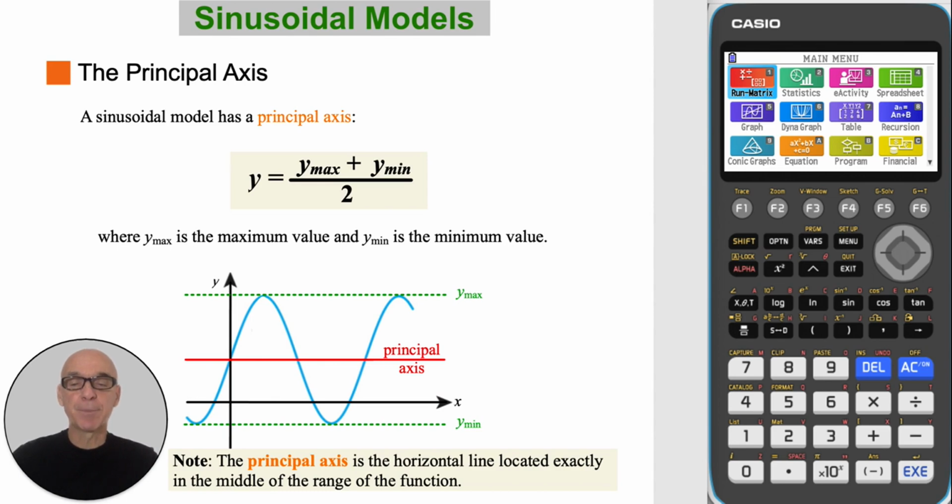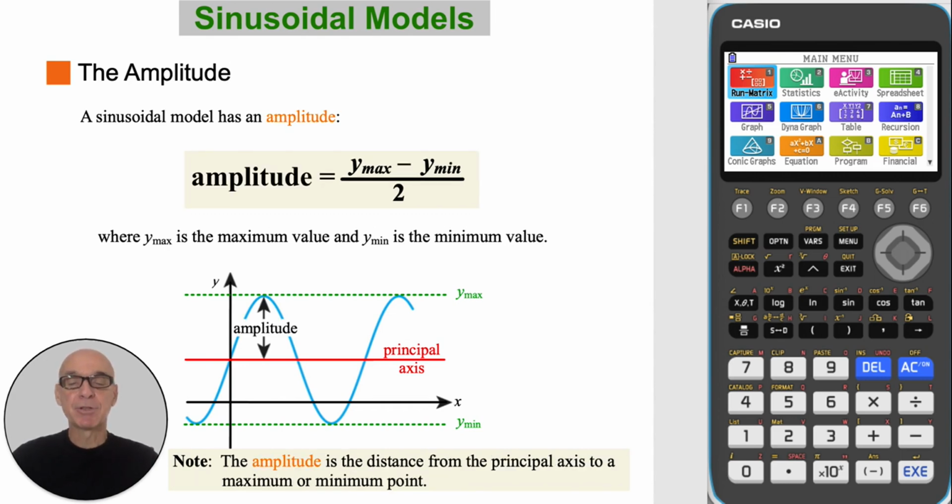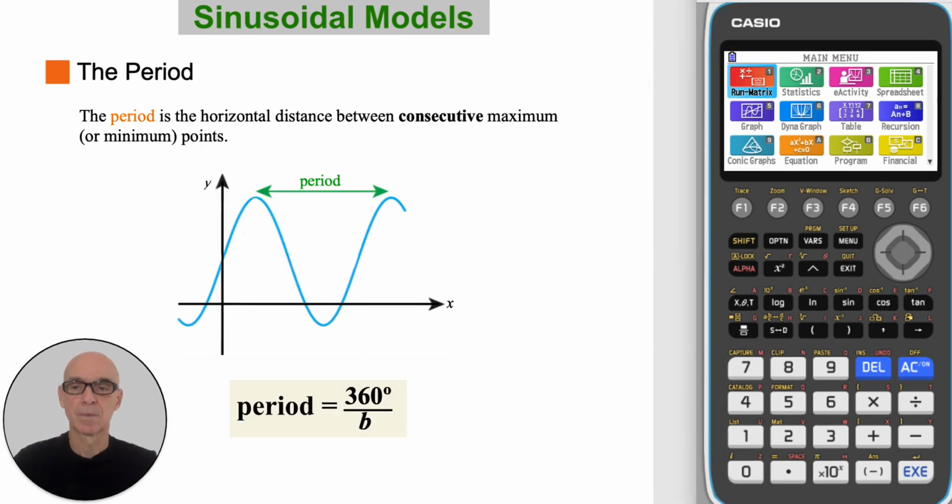The equation of the principal axis can also be found by adding together the maximum and minimum values of the function and dividing by 2. Remember that the principal axis is the horizontal line located exactly in the middle of the range of the function. And the amplitude can be found by subtracting the maximum and minimum values of the function and dividing by 2. Note that the amplitude is the distance from the principal axis to a maximum or minimum point. The period is the horizontal distance between consecutive maximum or minimum points.